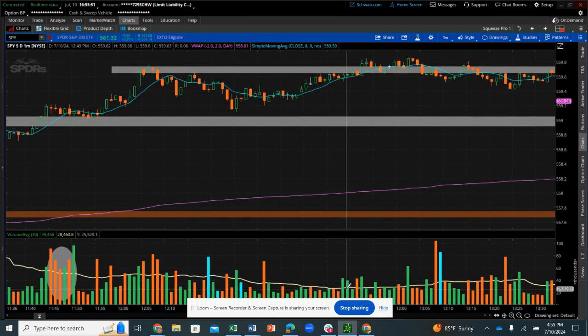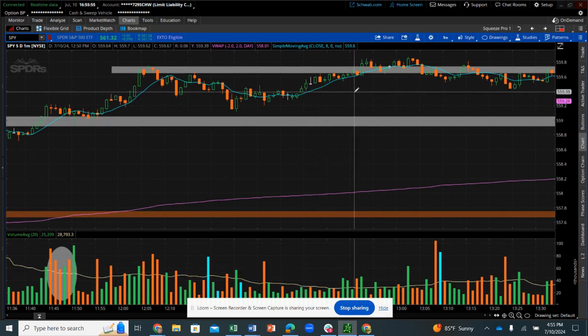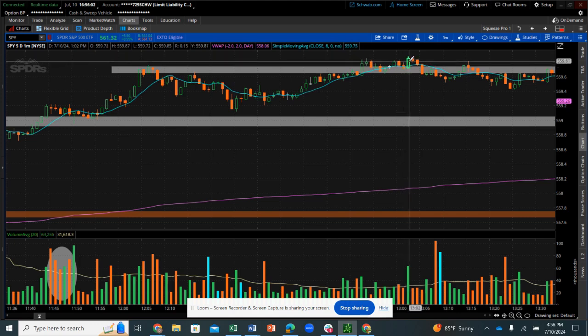So although these are above this little line here, it's not the same volume. It's not packing the same punch. So that's why when this got above, we didn't really see a strong move. We didn't see a move because the market wasn't ready.